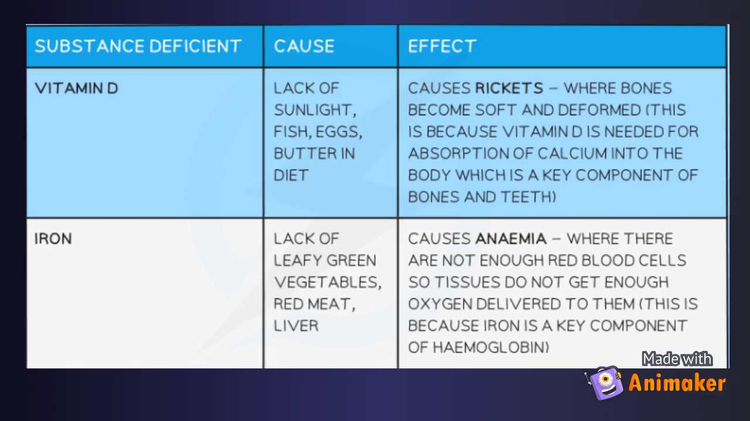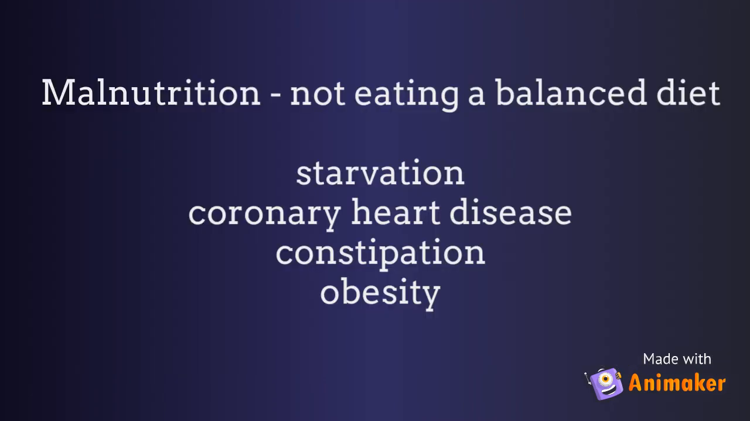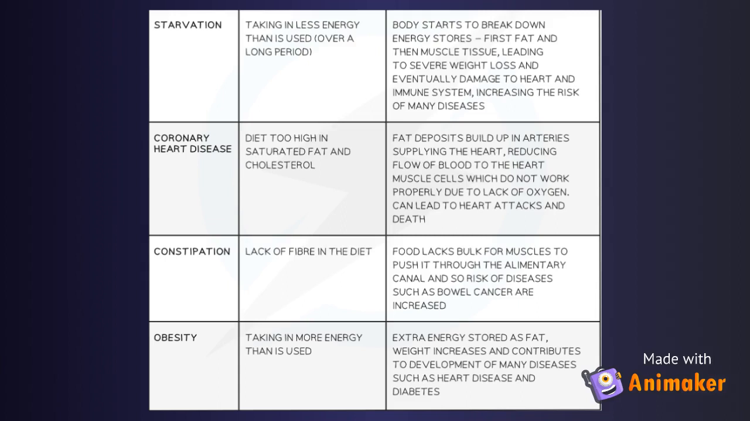Effects of malnutrition. So now what is malnutrition? That is when you do not have a proper balanced diet. So you're having very less food types, like you're having very less carbohydrates, very less proteins. That's when you're getting malnutrition.